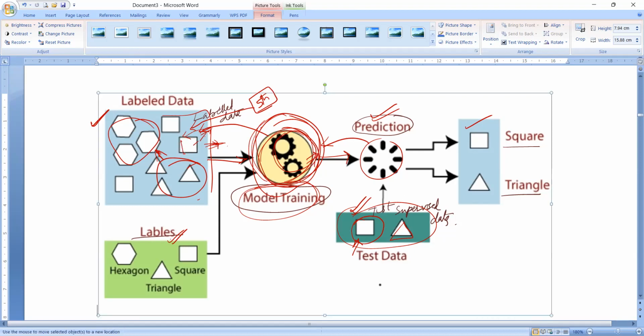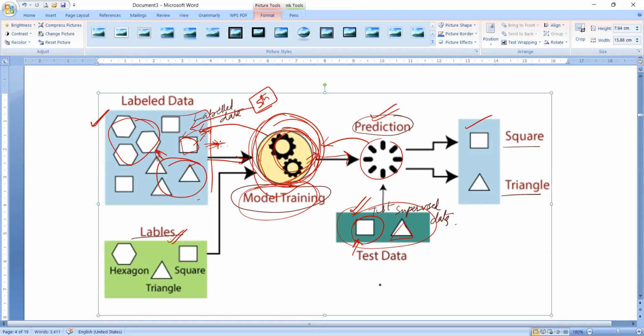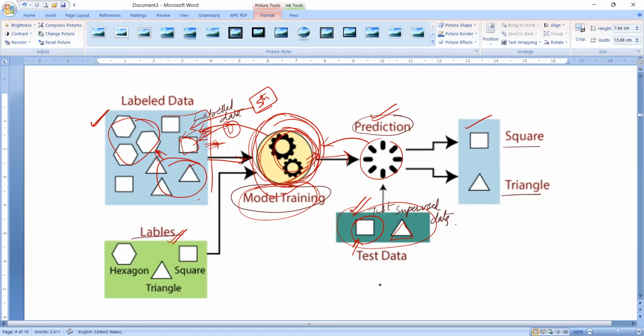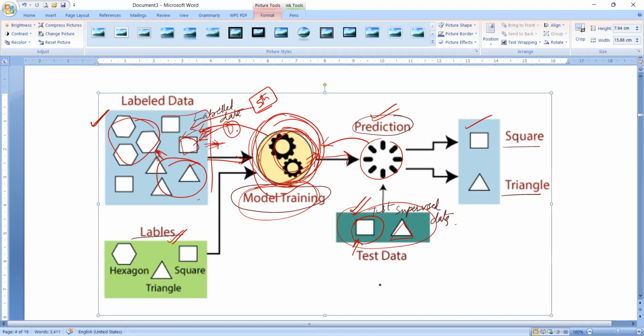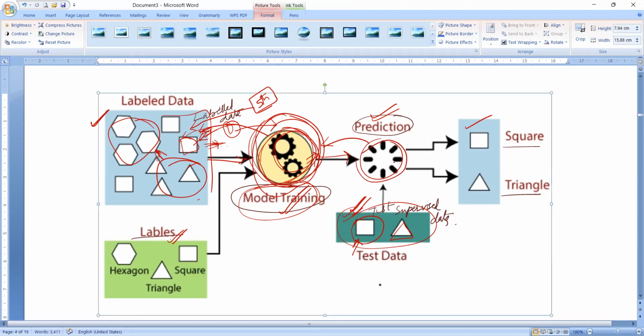So directly, the square cannot be understood by this model. All related facts about squares will be represented. That is called the data representation or knowledge representation. And that knowledge representation is recognized here. Based on that knowledge representation, this model will get trained, and whenever we give test data for predictions, it becomes very easy.